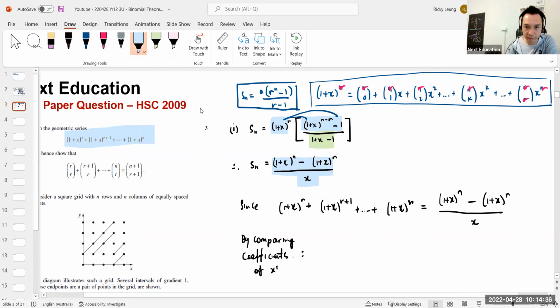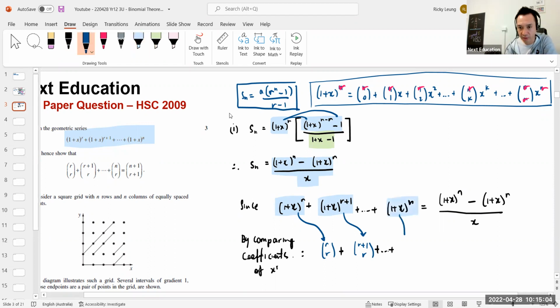This guy here, right, has a coefficient. It's the last term, so it's r. This guy here has the coefficient of x^r to be r plus 1 choose r, right? It's just the r plus 1 term, right? Plus, then this guy here would have the coefficient of n choose r, right? Assuming n is bigger than r, right?